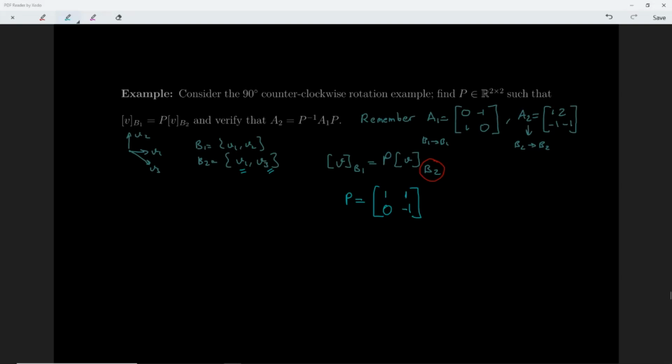And all I need to do then, in order to find A2, is that it is simply equal to P inverse A1 P. Okay, and if you compute P inverse here, that is again 1, 1, 0, and minus 1.